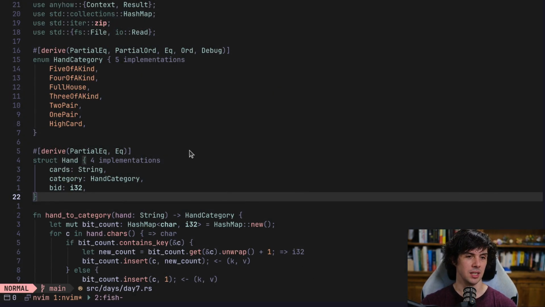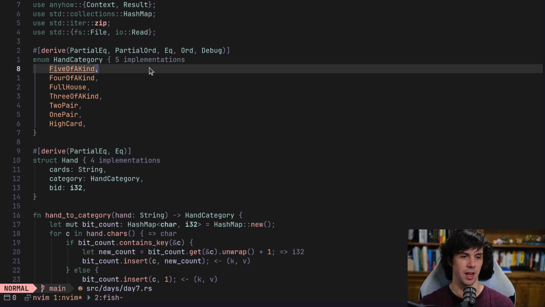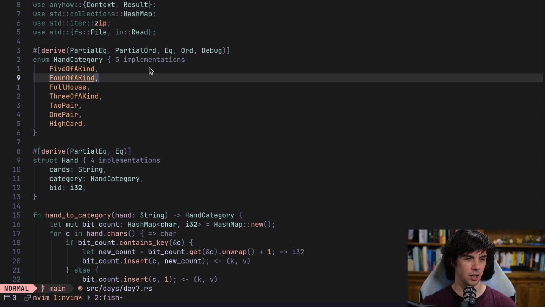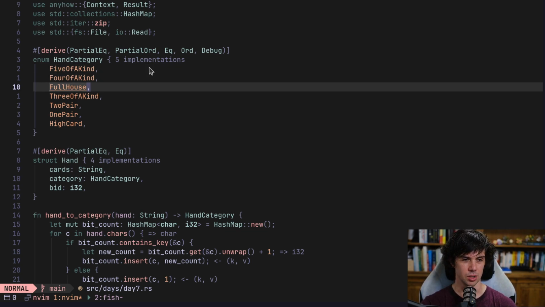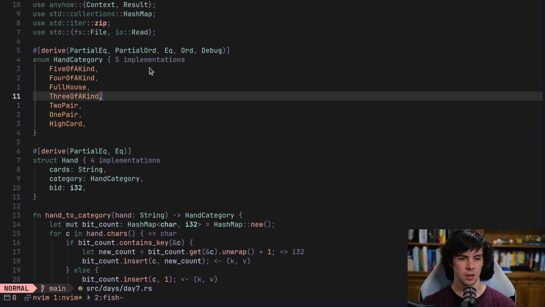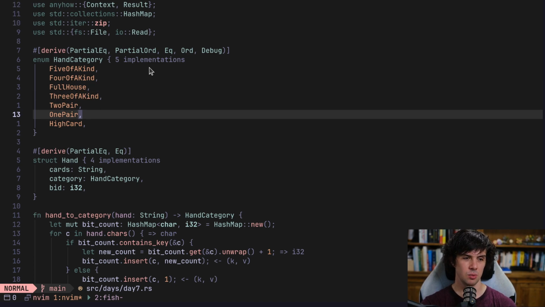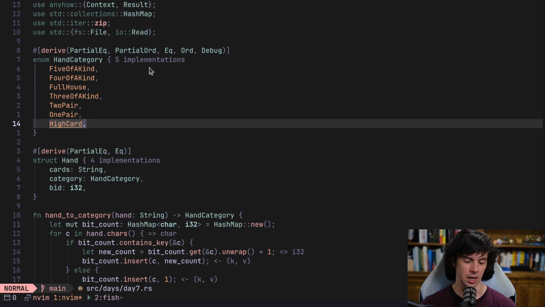So diving into this, here's the code for day 7. Starting at the top, we define an enum, which categorizes the various types of hands that we can win. These are in order of highest to lowest, and we make use of that later on. 5 of a kind, 4 of a kind, full house, which is 3 and 2. 3 of a kind, 2 pairs, 1 pair, or a high card.